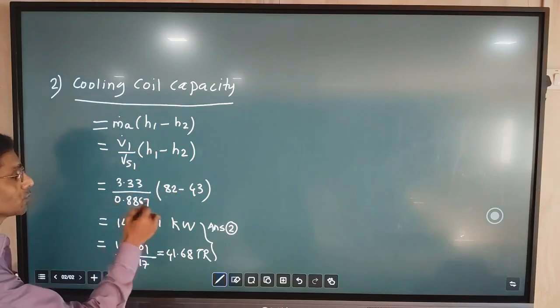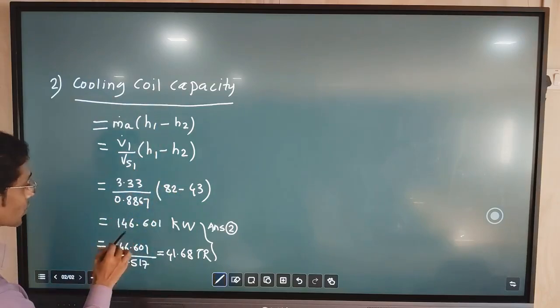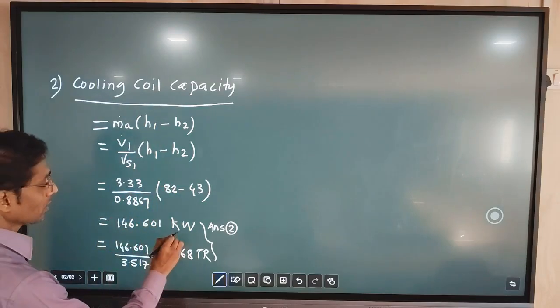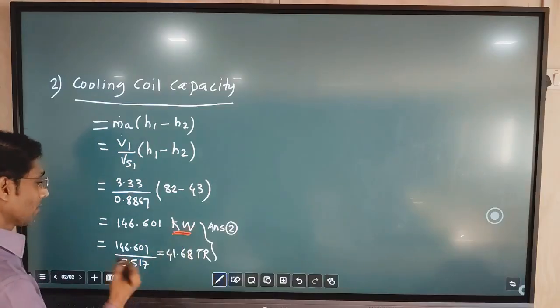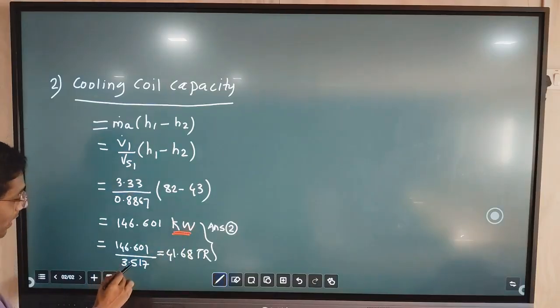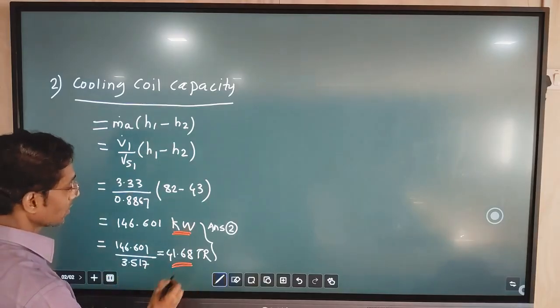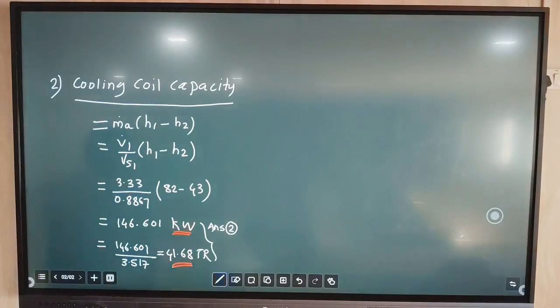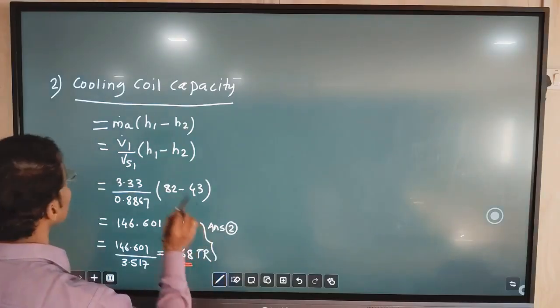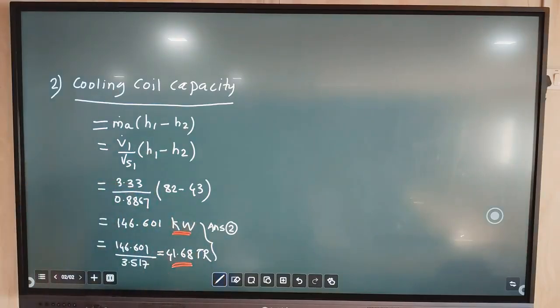We have put all the values over here. If you do the calculation, we find this answer in kilowatt. And further, if we divide it by 3.517, then we find this answer in ton of refrigeration, that is TR. So this is what answer number 2, cooling coil capacity, we have obtained.